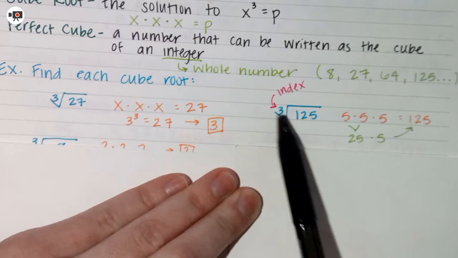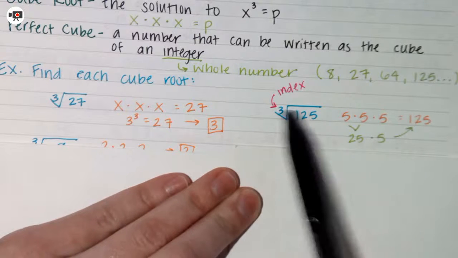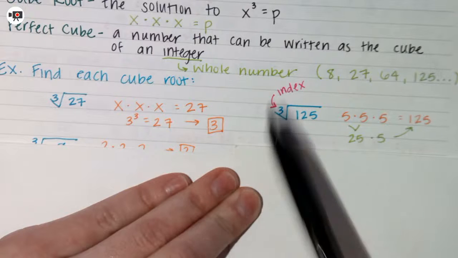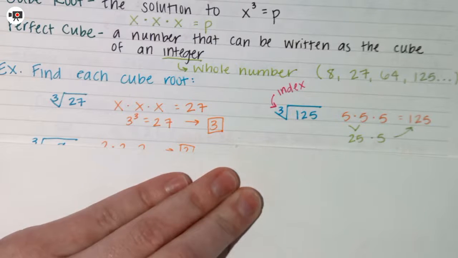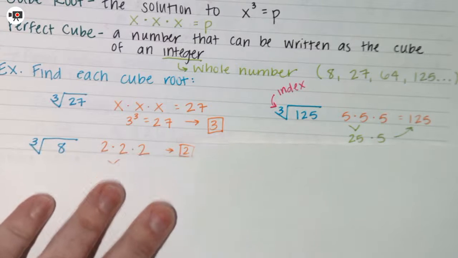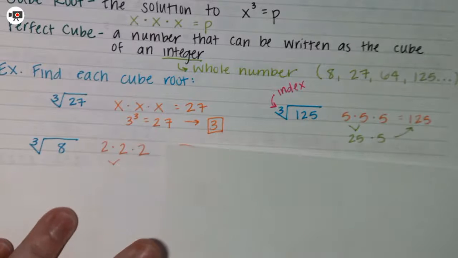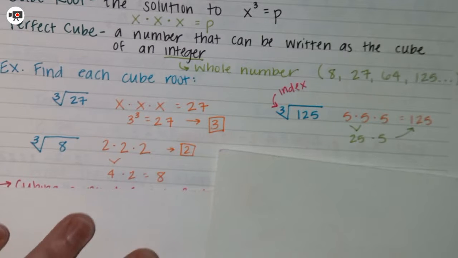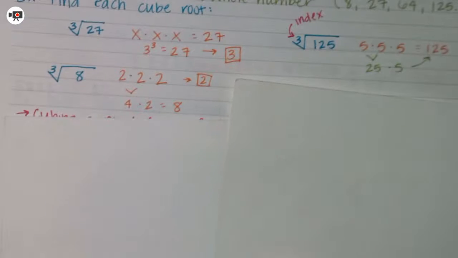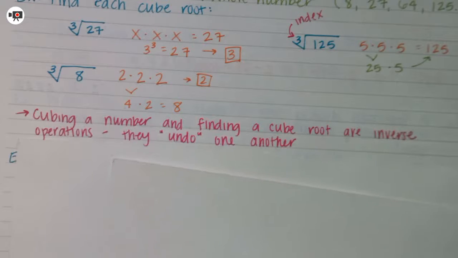This number that is inside the root is called the index. So 3 is the index here. Now the cube root of 8 is going to be 2, because 2 to the third power is 8. Cubing a number and finding the cube root are inverse operations. You could say that they undo one another.